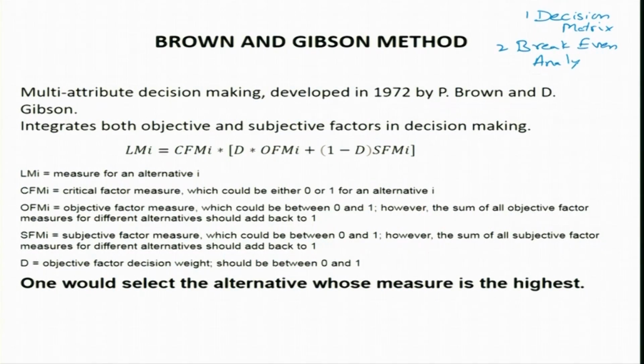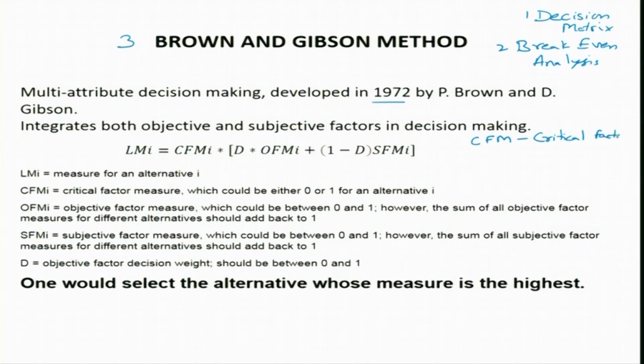Now, let us study the third technique, that is the Brown and Gibson method, which was given by two researchers, P. Brown and D. Gibson. This is a multi-attribute decision making problem where we have three types of factors. One is the CFM, critical factor measure. These are critical factors which have a value of either 0 or 1.